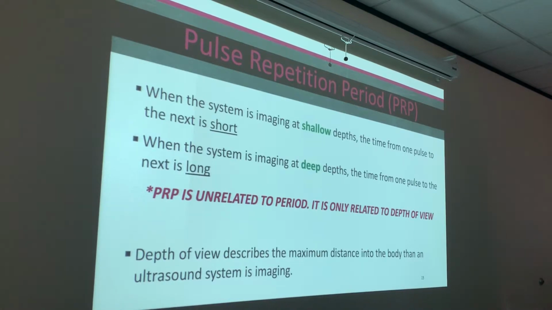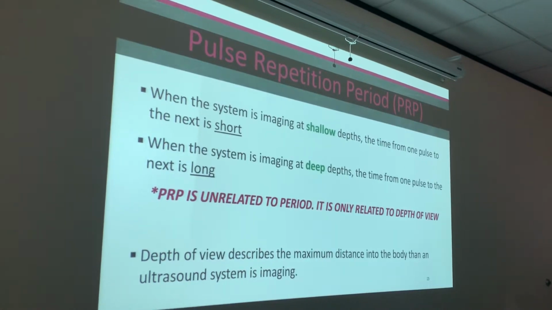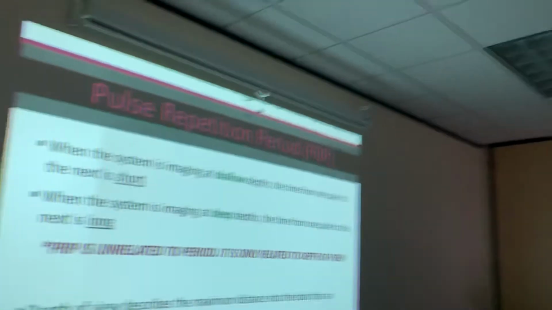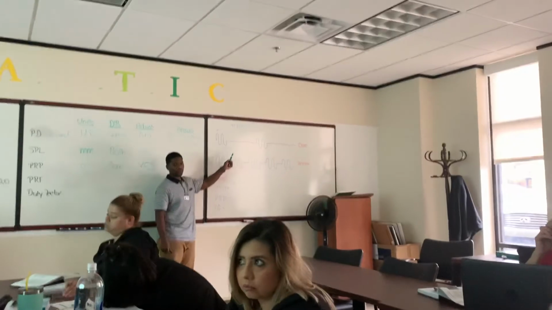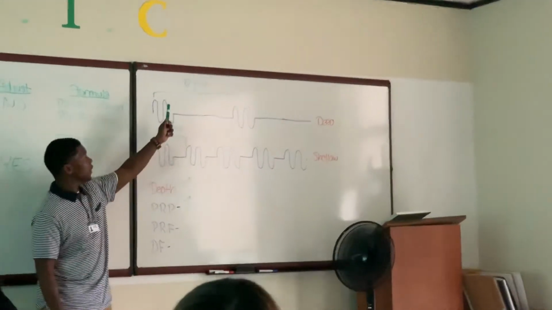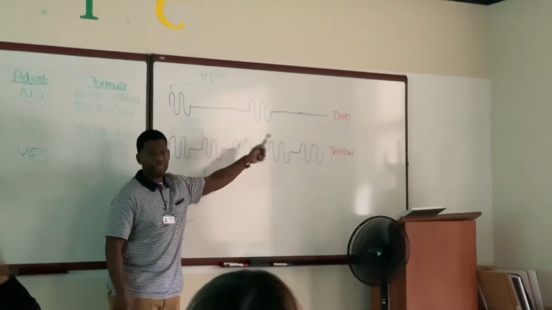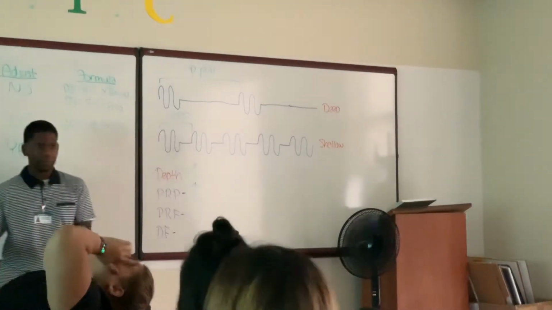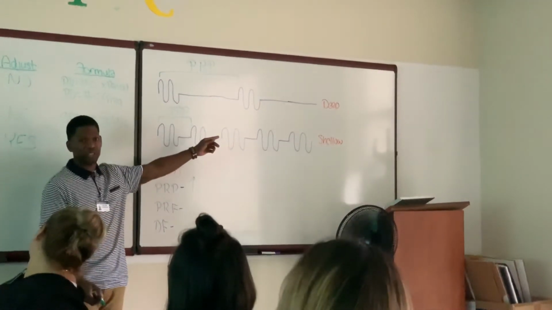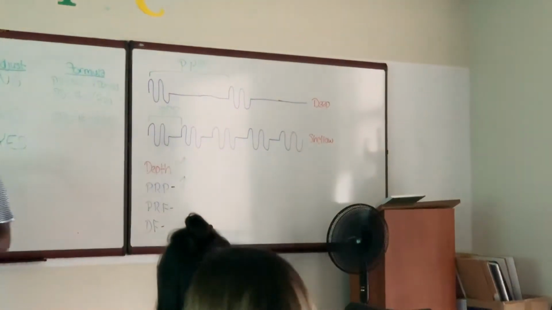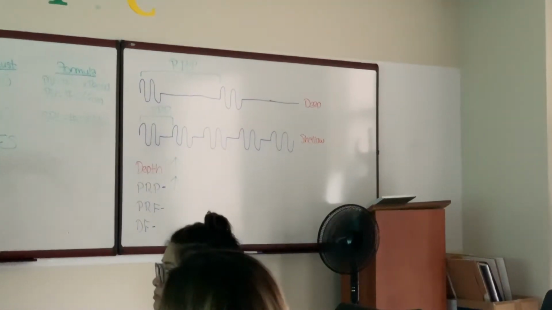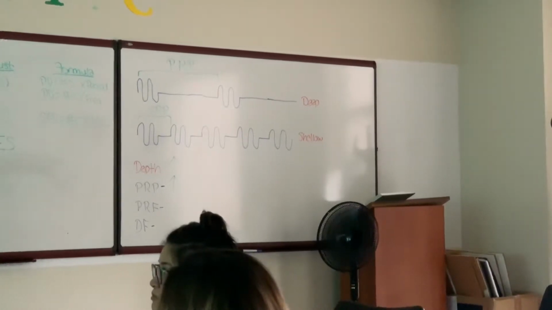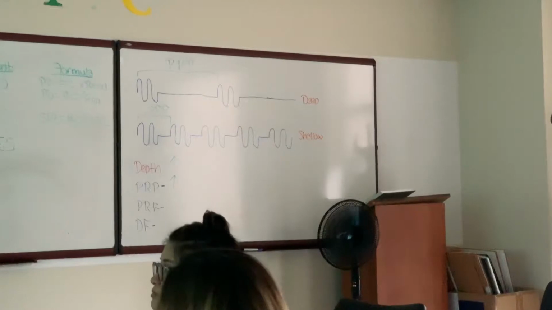Okay, so let's talk about the pulse repetition period a little bit more. When the system is at shallow depths, the time from one pulse to the next pulse is short. Again, guys, look right up here. This is shallow, remember? Look how short my pulse repetition period is right there. Compared to when we have to travel to deeper depths, we have to listen a lot longer. So our pulse repetition period, because it includes an on-time and a listening time, is going to be longer when we have to visualize structures that are deeper. So our pulse repetition period is longer when we're looking at the abdomen than when we're looking at a lipoma, the thyroid, or a scrotum, something really superficial to the skin.